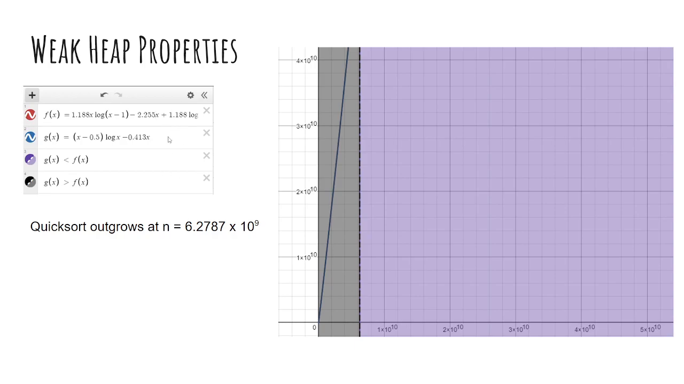And you can see here on the top left, these are the two different functions. f of x is quicksort, and g of x is weak heap sort.